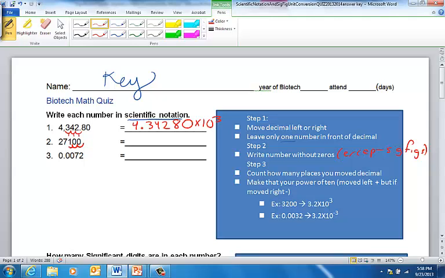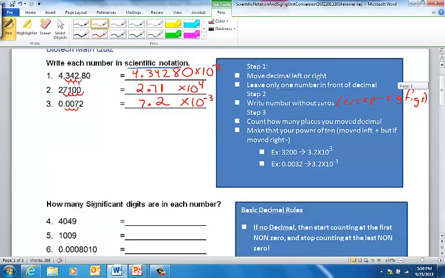Okay, now there is no decimal place here, so we're just going to start right at the end. 1, 2, 3, 4. Okay, so we're going to be at 10 to the 4th, and it's going to be 2.71, but we're going to leave those last two zeros off because those are not significant. Okay, now starting at this decimal, we're going to go -1, -2, -3. So times 10 to the negative third, and it's going to be 7.2. So that is how we solve those scientific notation questions.